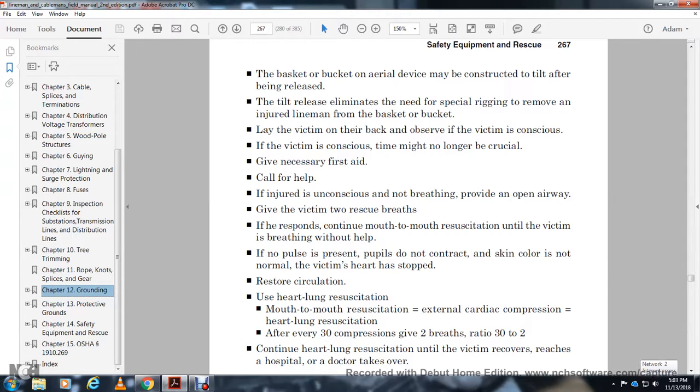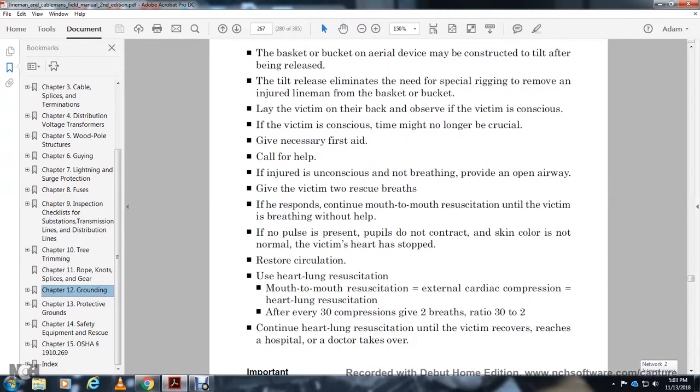If the victim is conscious, time is no longer crucial. Give the necessary first aid and call for help. If the injured is unconscious and does not breathe, provide an open airway. Give the victim two rescue breaths, then continue mouth-to-mouth resuscitation until the victim is breathing without help. If there is no pulse, the pulse does not contract, or the skin color is not normal, the victim's heart may have stopped. Restore circulation with heart-lung resuscitation.